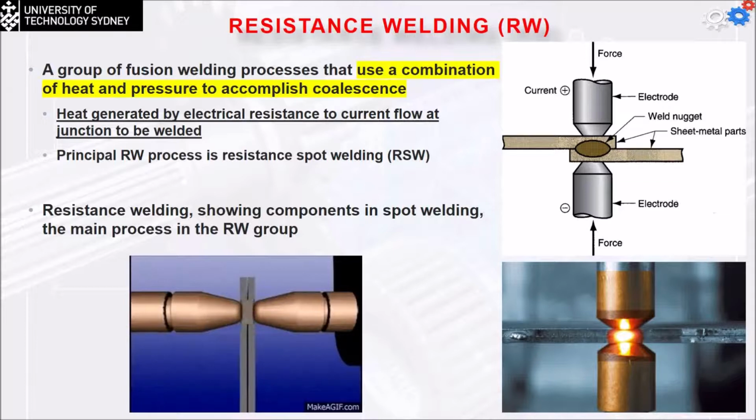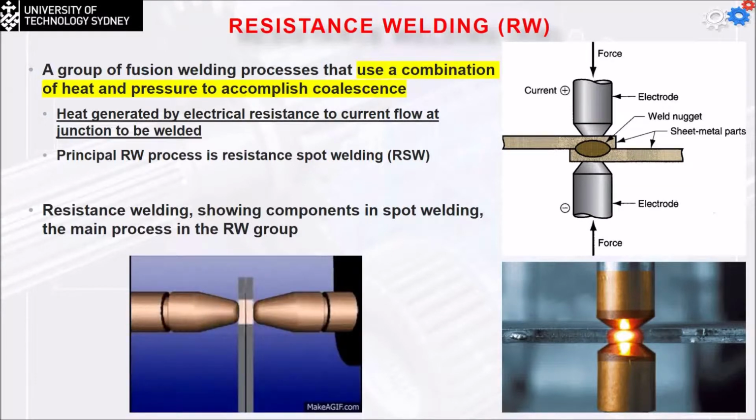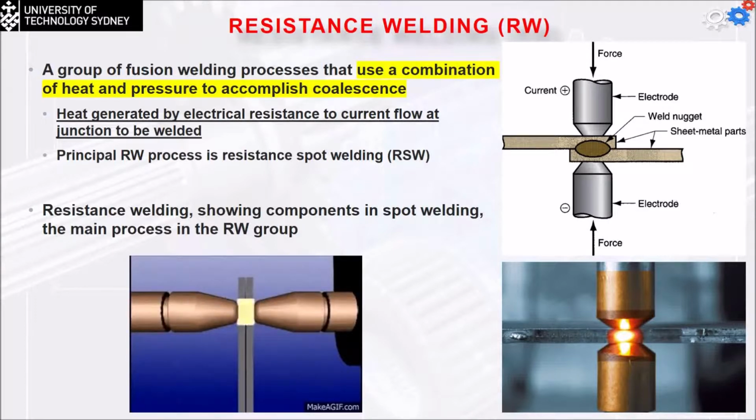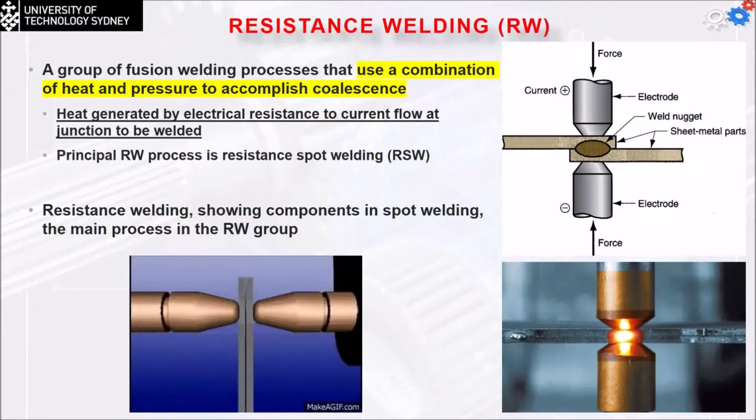I think this is possibly a question as well. That's why I highlighted these things. Usually the heat is generated by the electrical resistance to the current flow at the junction to be welded. This shows the components in spot welding, which is the main process in the resistance welding group.